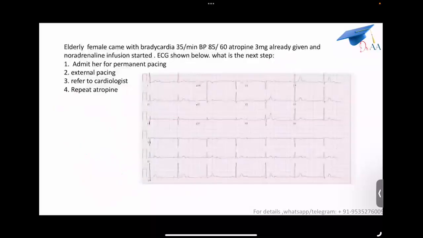Okay, thank you. Next one, we have an elderly female who has presented with bradycardia. Heart rate is 35 beats per minute. Blood pressure is 85/60. Atropine 3 mg already given in divided doses. Noradrenaline infusion is already started. ECG is shown below. What is the next step they are asking?